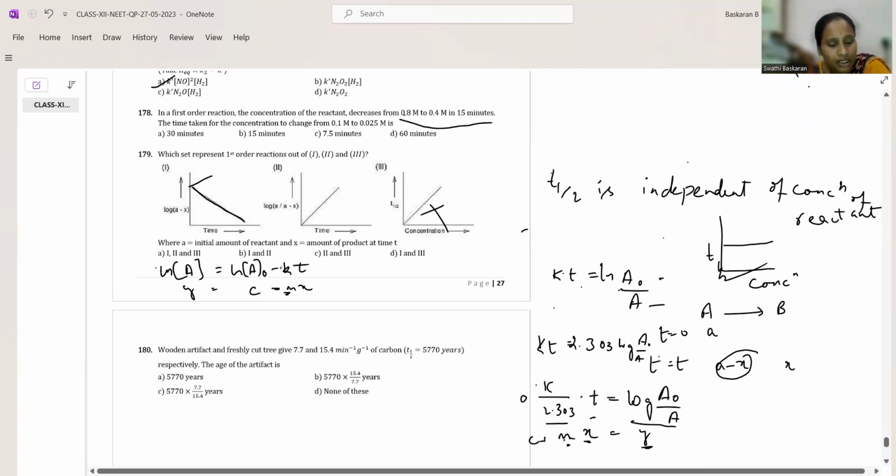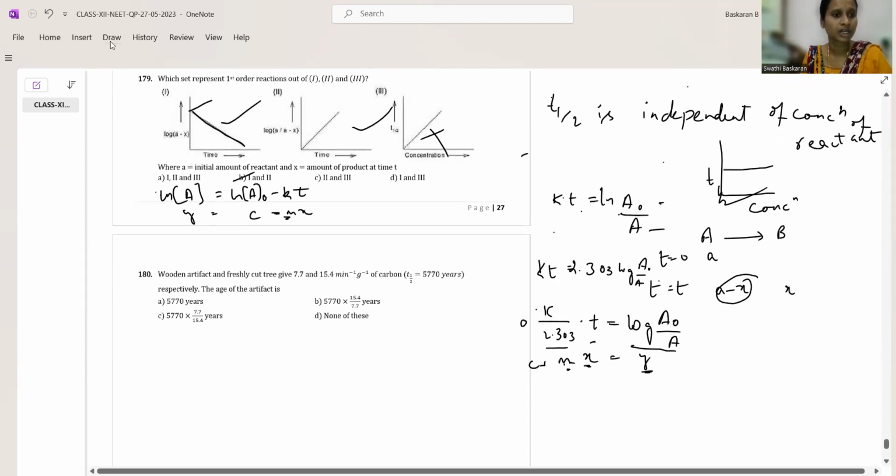Ln A naught. And hence even the first graph is absolutely correct with respect to first order reaction. Even the second graph is also absolutely correct with respect to the first order reaction based on these two equations. And hence we say that option B is correct. That is, 1 and 2 are correct, and C, the third option, is wrong, because you need to get a graph like this. Okay, so hope you understood.